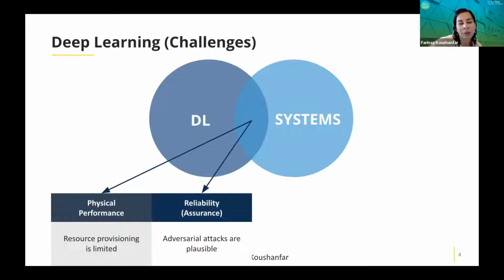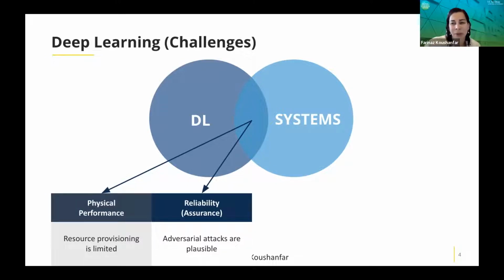Another issue that arises with integrating these models within systems is reliability and assurance. Past research has shown us that these models are vulnerable, and this vulnerability can come from multiple sources, some of which we will be covering in the lecture today. But these vulnerabilities make using these models in real systems challenging.